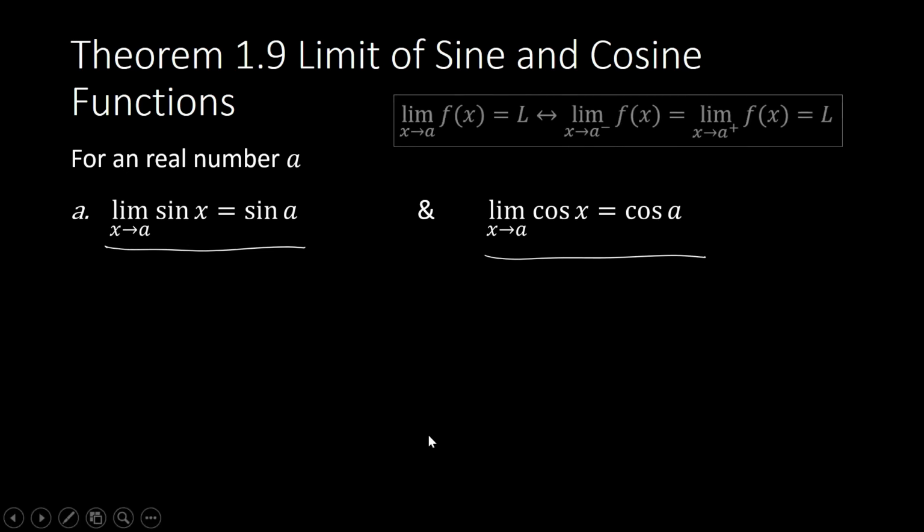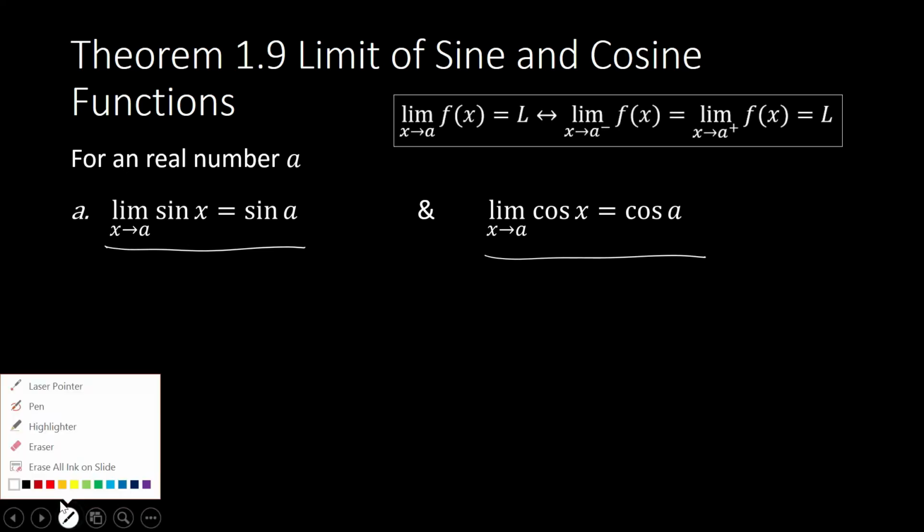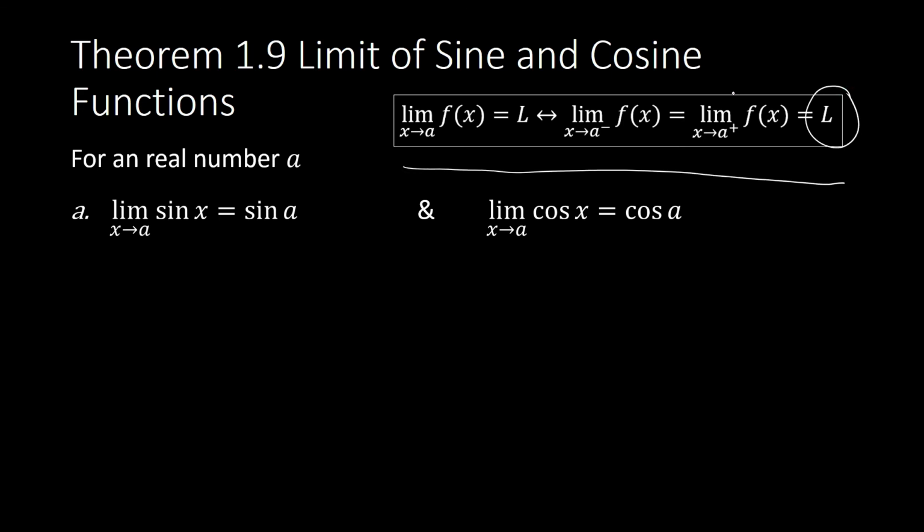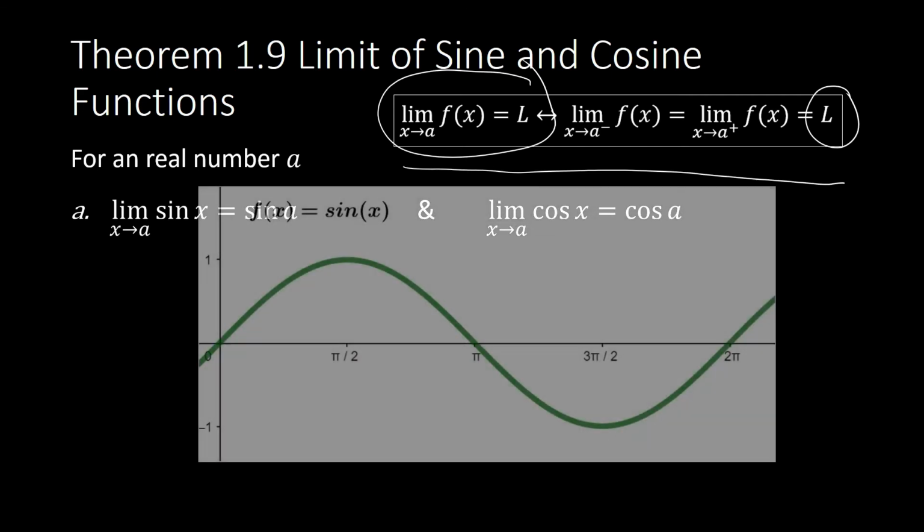And why is this so? Again, this one comes from your existence of limit theorem. If the one-sided limits are equal, they are equal to a real number L, then the limit of your function exists as x approaches a and it is equal to L. And we can see that visibly from the graph.